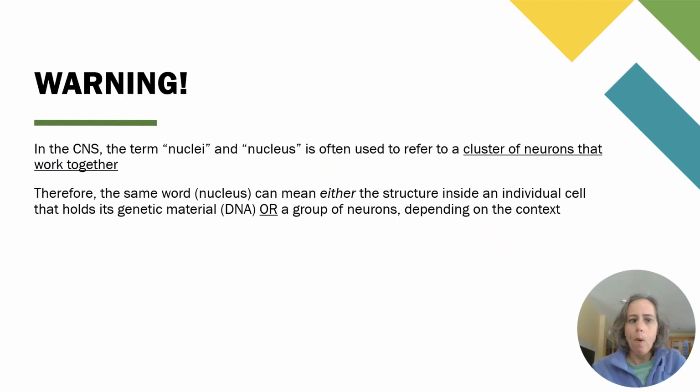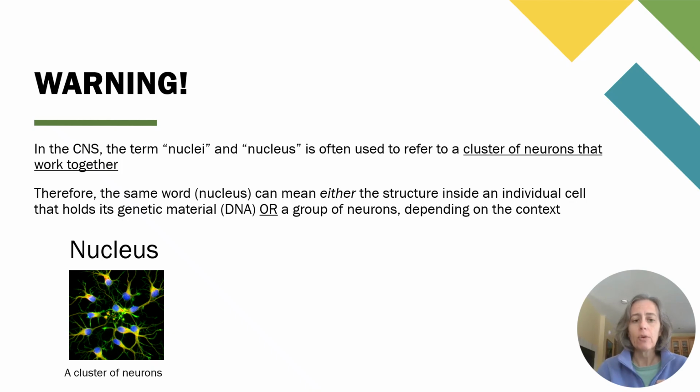All right. So before we move too far on and you read things in the textbook, I want to point out that the word nucleus or nuclei gets used more than one way. It gets used for 2 entirely different things. So in the central nervous system, the word nucleus is used to refer to a cluster of neurons that are working together. It's a group of neurons that are working together to perform usually a specific function, and it's referred to as a nucleus.